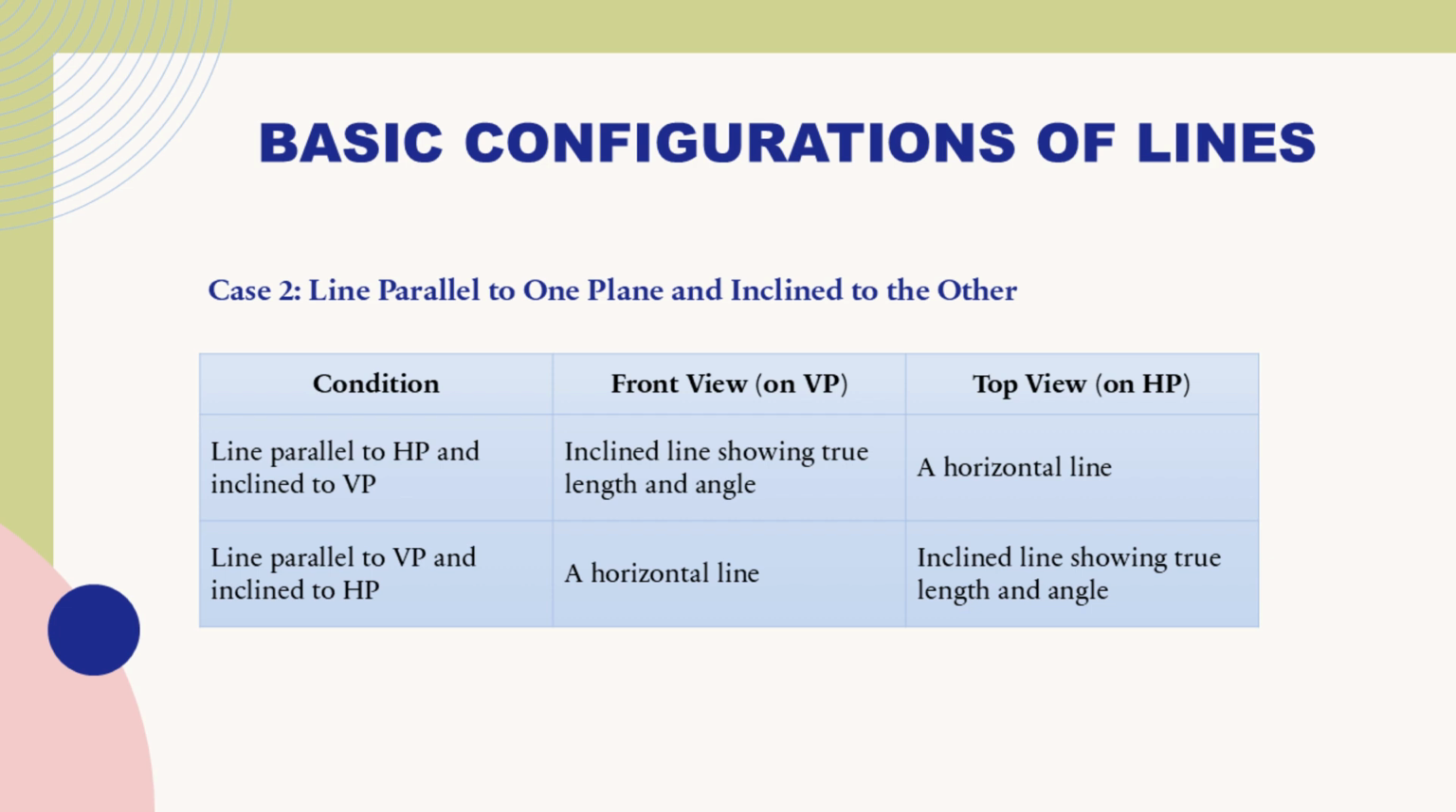In this configuration, a line is parallel to one plane while being inclined to the other. When the line is parallel to the horizontal plane and inclined to the vertical plane, the top view appears as a horizontal line, while the front view shows an inclined line revealing its true length and angle. The reverse is also true. A line parallel to the vertical plane will have different characteristics in its top and front projections.